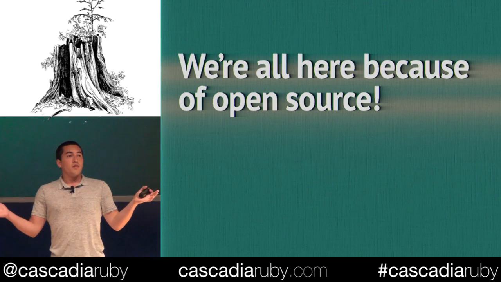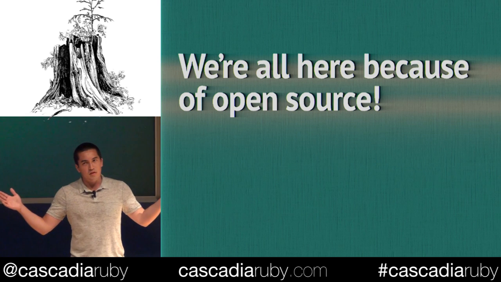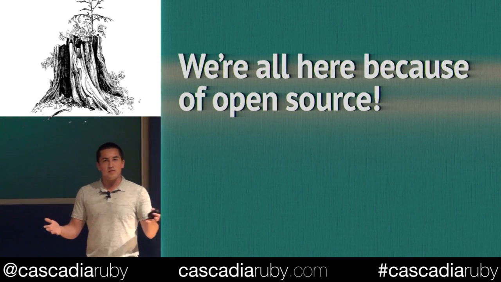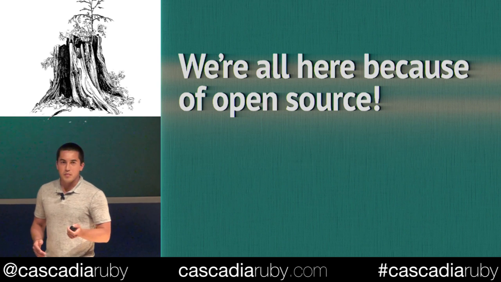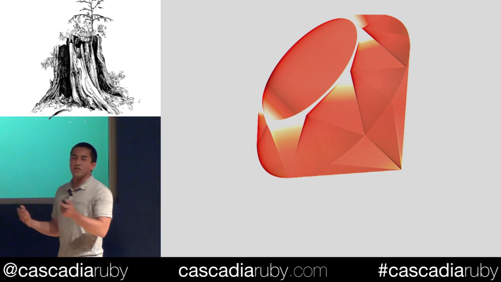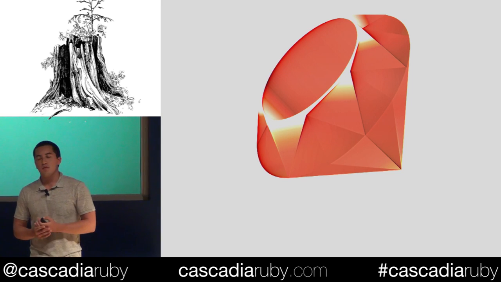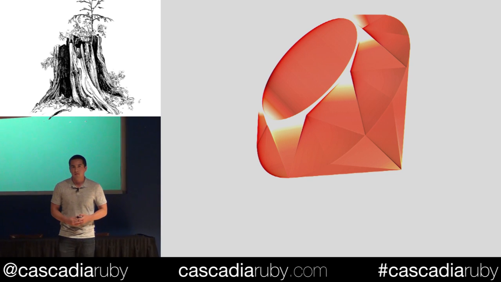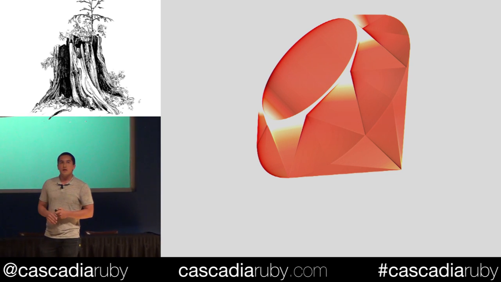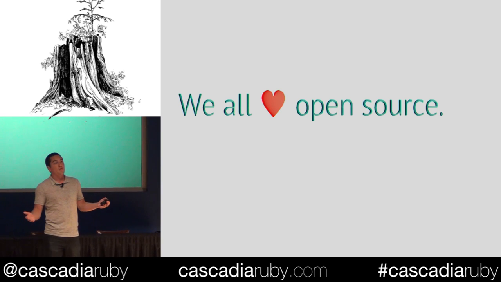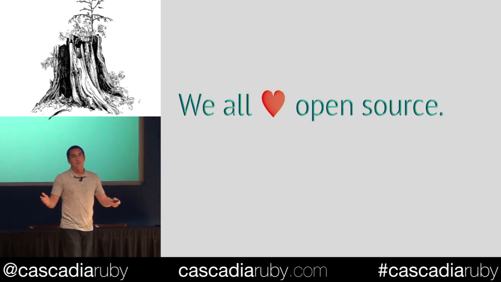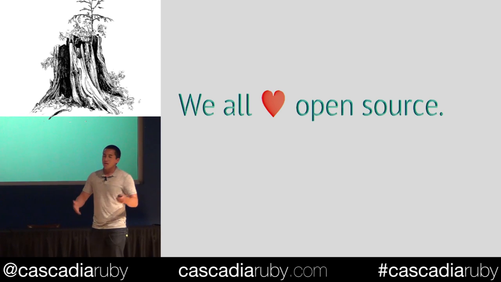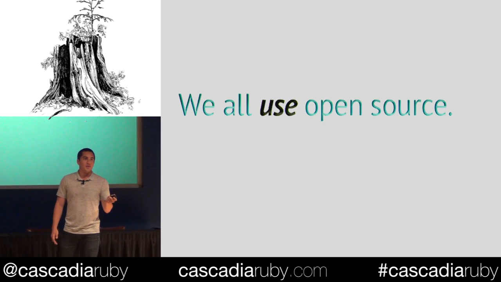So we are all here because of open source. Open source is bringing us together in this room at this conference today. If you want to get more technical about it, we're here because this small Asian man decided to create a programming language that we think is pretty cool. That's obviously Ruby. And Ruby's open source, so we're here. We're brought together. So I think it's fair to say that we all here love open source. And even if that's not true, maybe there's someone here who's kind of grumpy about it and doesn't actually love it. We all use open source.